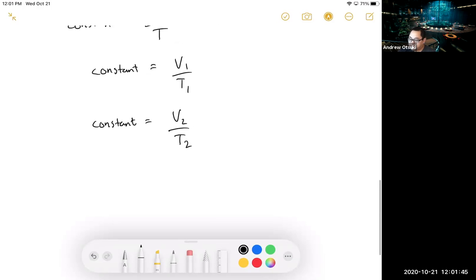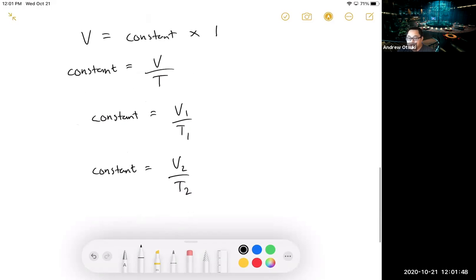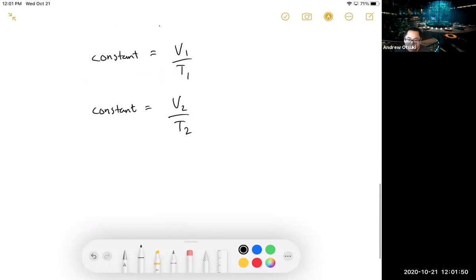So now that we have these two expressions, we can actually equate them to each other, right? Since they're both equal to a constant. The constant means that their ratio will be one value. So whenever I increase one of them, then for my equation to stay the same, another must increase. So we can do this for different sets of initial volumes and temperatures and final volumes and temperatures.